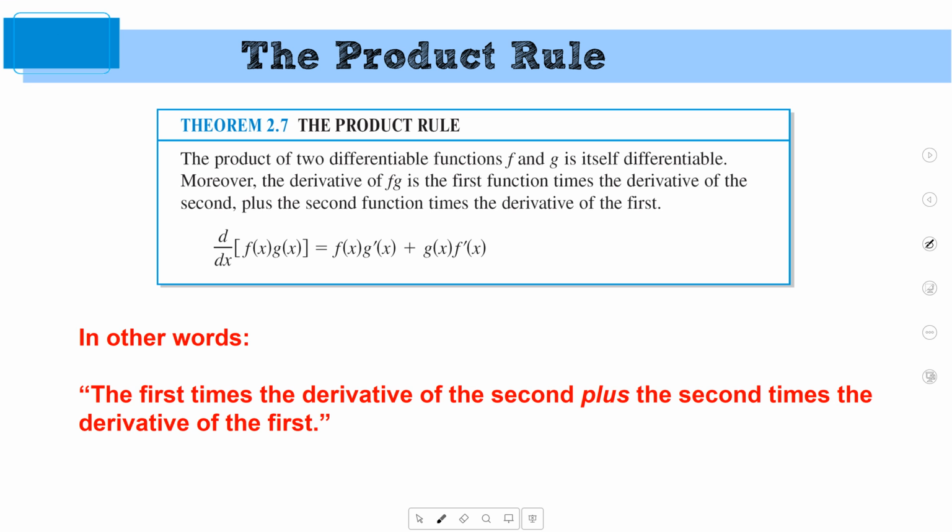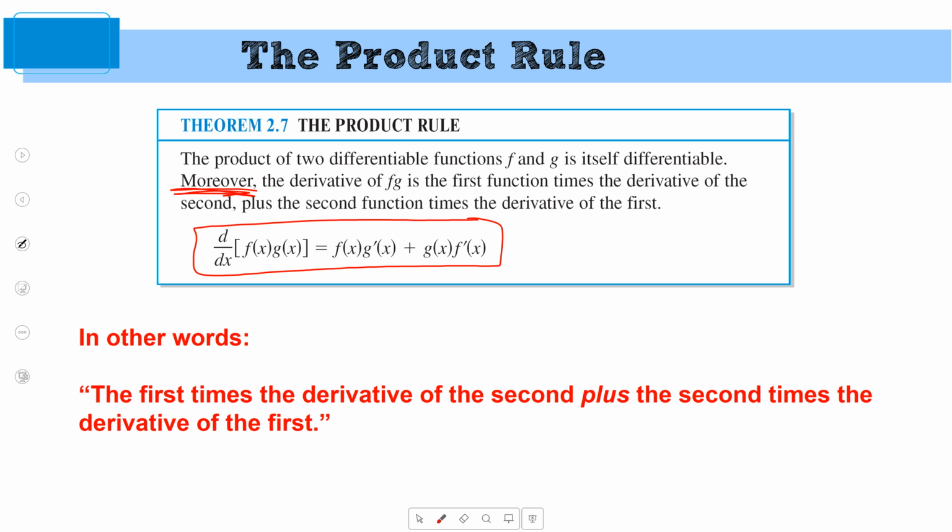Now, the stuff I have in red is pretty much mentioned up inside the box, but for some reason when people see the word "moreover," they start freaking out and just ignore it. So I thought I'd write it out again for you. This is also important. First times the derivative of the second plus the second times the derivative of the first.